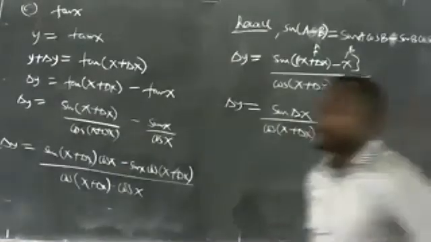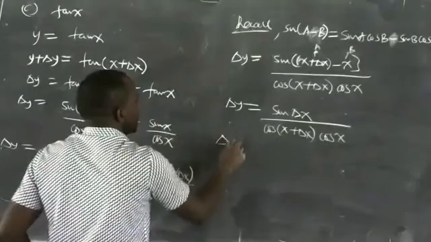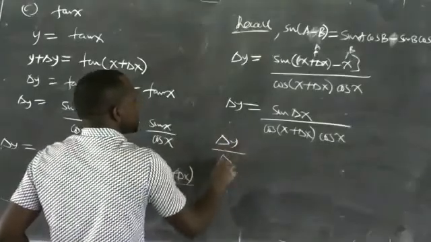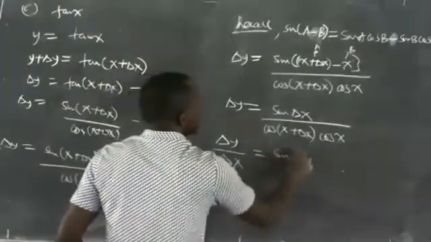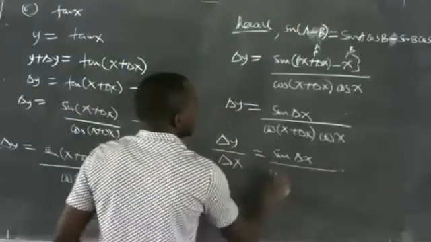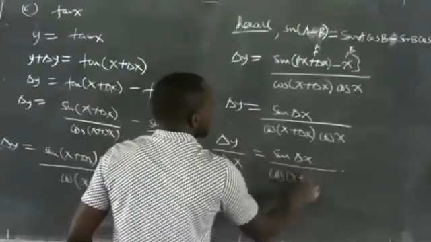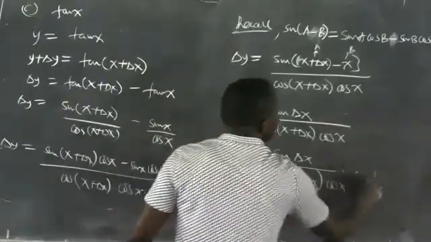Now you come and divide by change in x. Now you have change in y divided by change in x equivalent to sine of change in x, out of cos of x plus change in x, cos of x, multiplied by 1 over change in x.